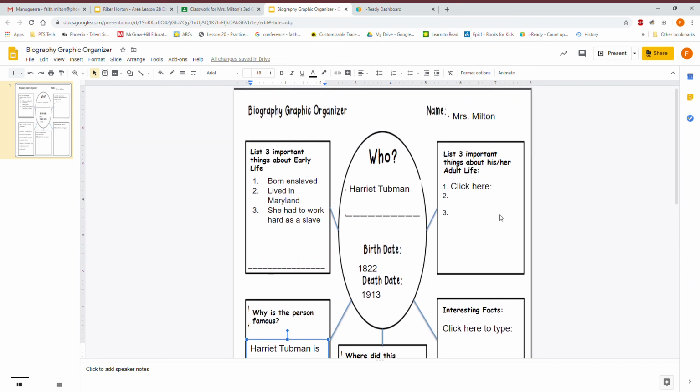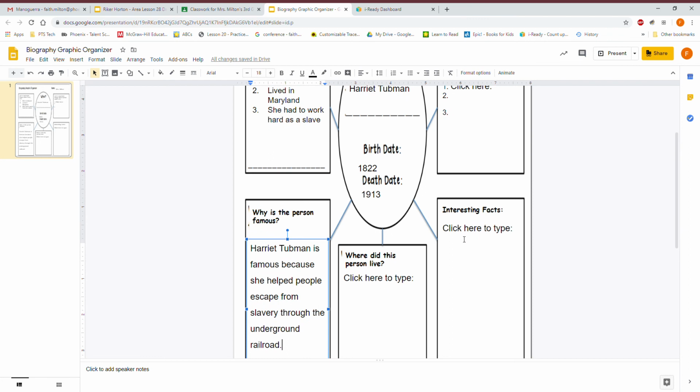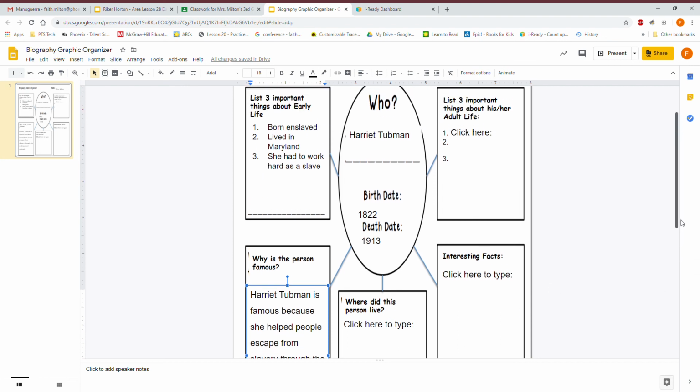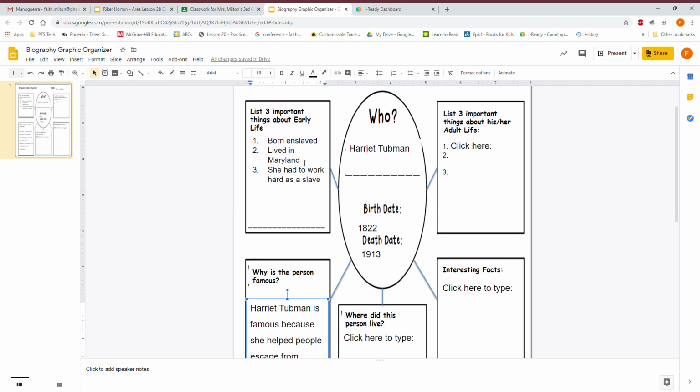Now over here, this is going to be saved for another day, probably next Tuesday, when you're going to fill out list 3 important things about his or her adult life. We're also going to add interesting facts and where this person lived. I already put where she lived here, but I'm going to leave that for now because I believe that as she got older, she moved to a different place. So if you want to put where they lived as a child and then where they lived as an adult, you could do that too.